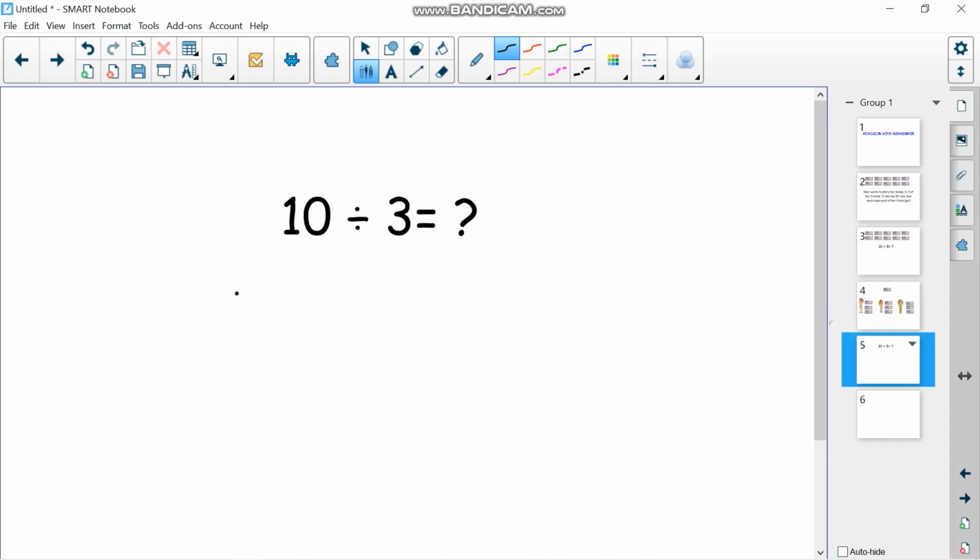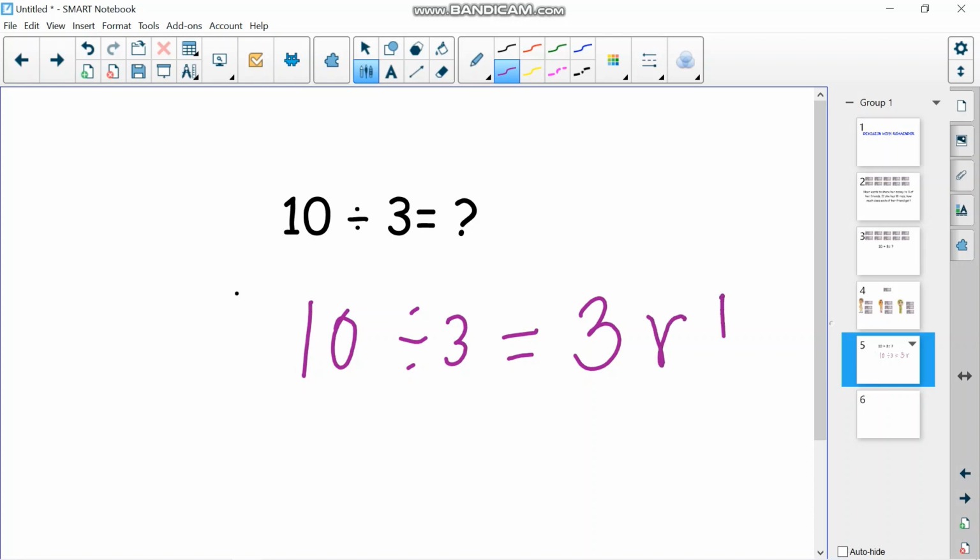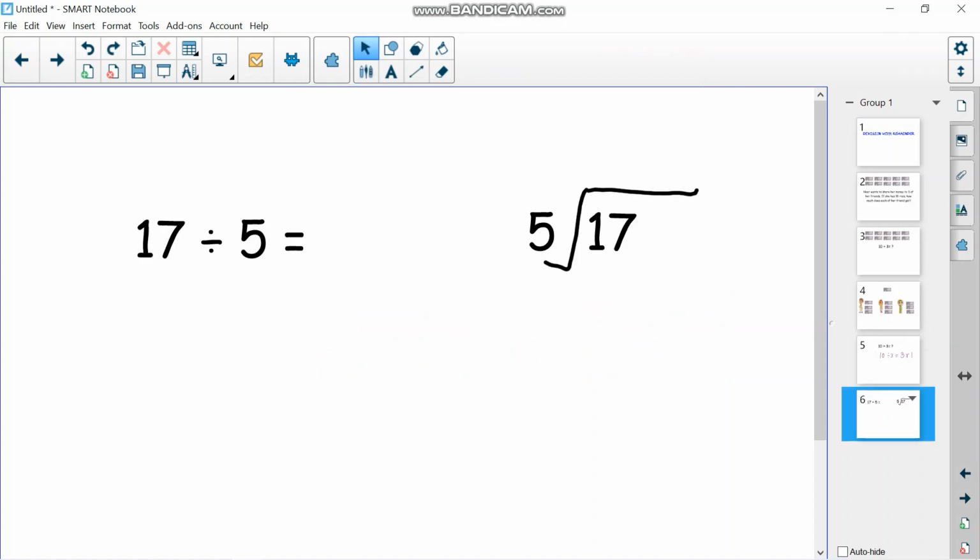So let's write now the number sentence. 10 divided by 3 is equal to 3. And the leftover, we write it as remainder. You can write R1. So 3, remainder 1. Let's have another example.